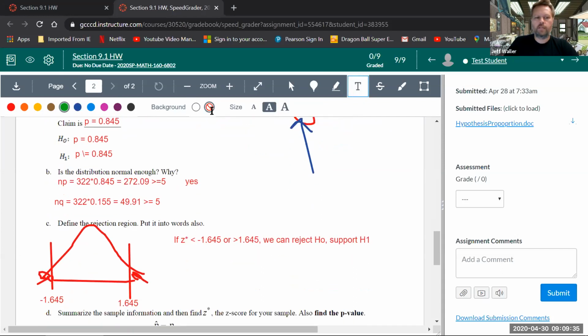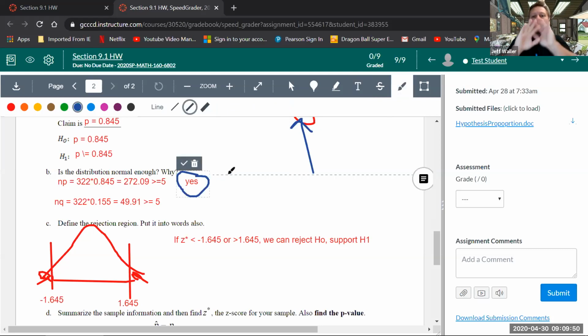Okay. Then we checked to make sure it's normal enough. So of course we had to check NP and NQ. And they both came out to be at least 5. So that means yes, it's normal enough. So then therefore we can use z-scores. We only ever use z-scores if it's normal enough.